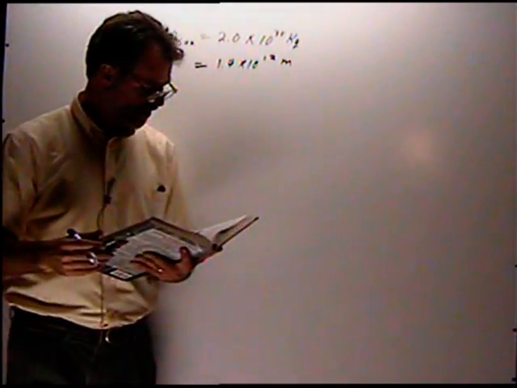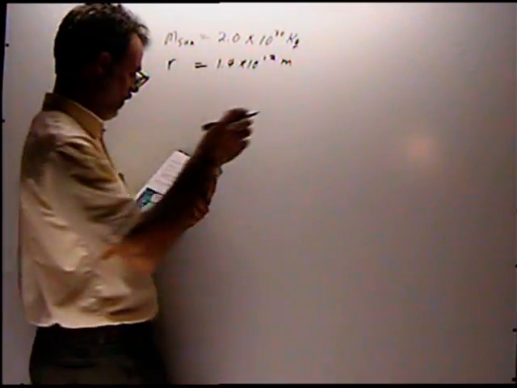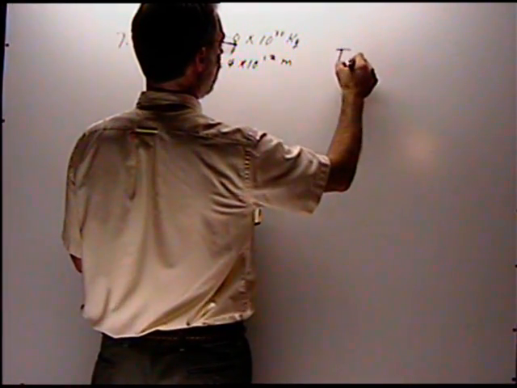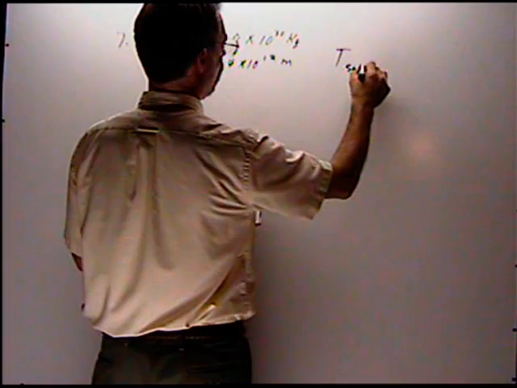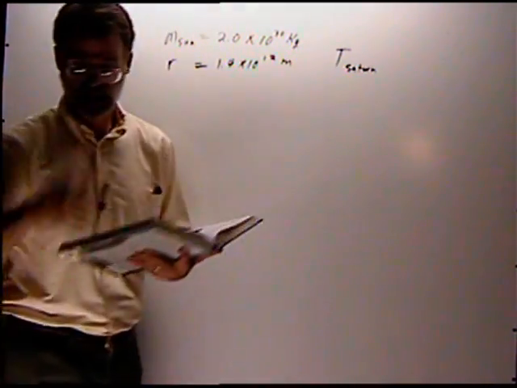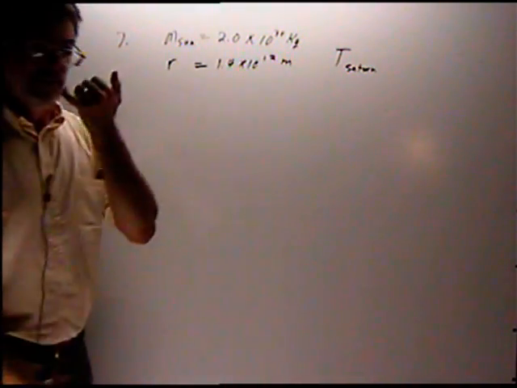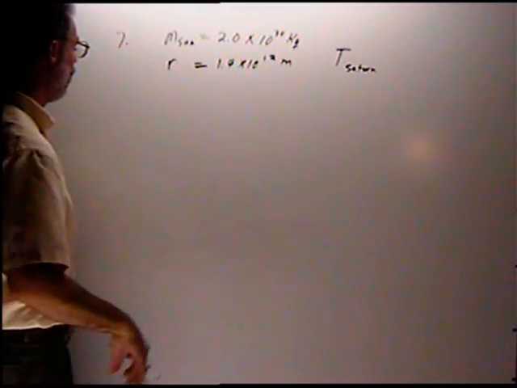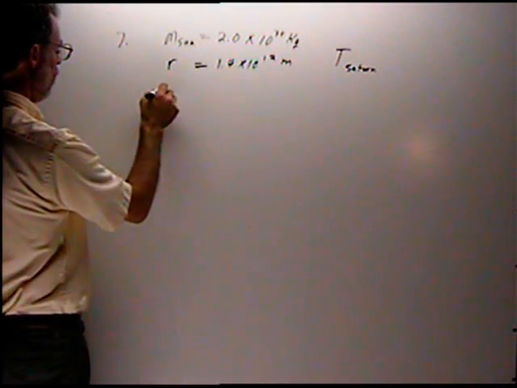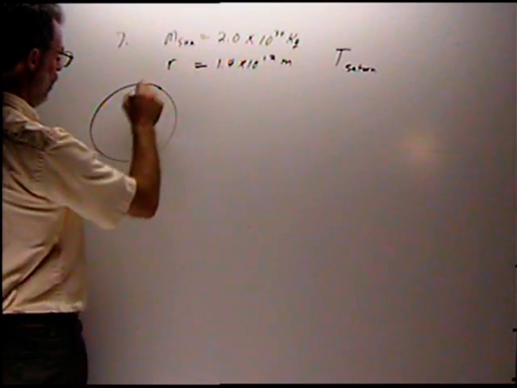Okay, the question is, how long does it take Saturn to do one orbit? So we're trying to find the period. What is the period of Saturn? What's the length of time for Saturn to make one complete revolution? Okay, how do we solve this? Well, we solve it using 2 ideas.